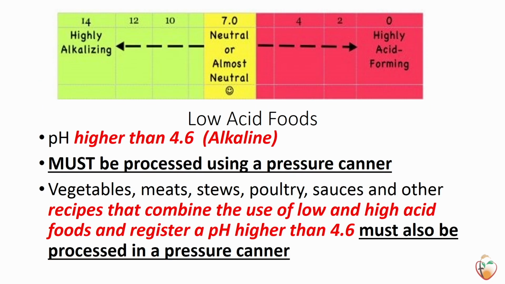Low acid foods have a pH higher than 4.6 and they're alkaline, and they must be processed using a pressure canner. Vegetables, meats, stews, poultry, sauces, and other recipes that combine the use of low and high acid foods and register a pH higher than 4.6 must all be processed in a pressure canner.